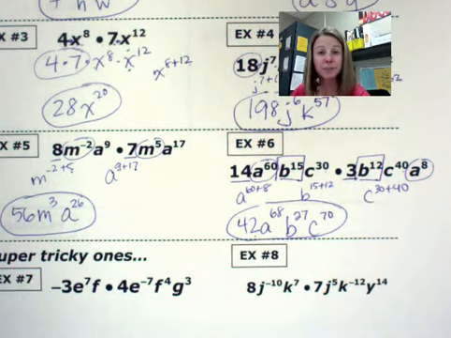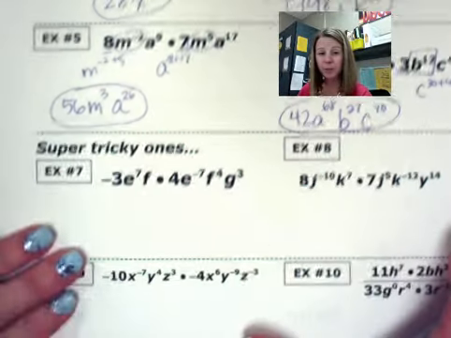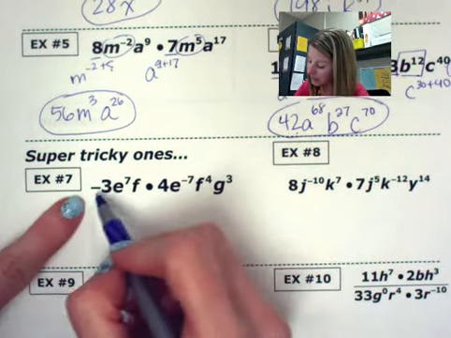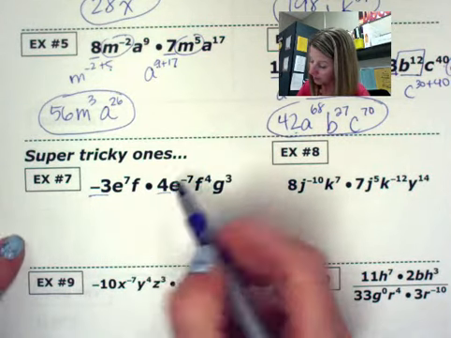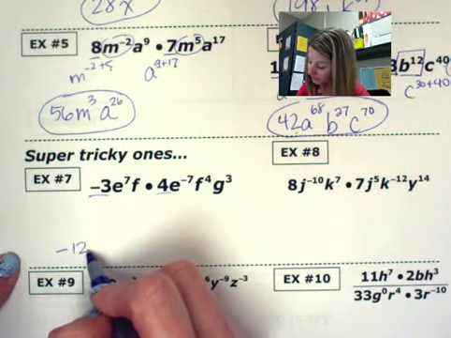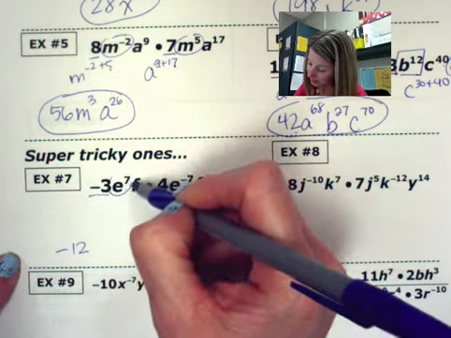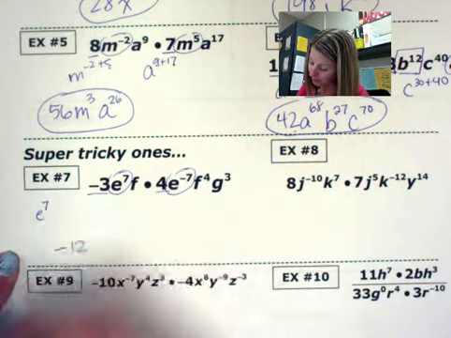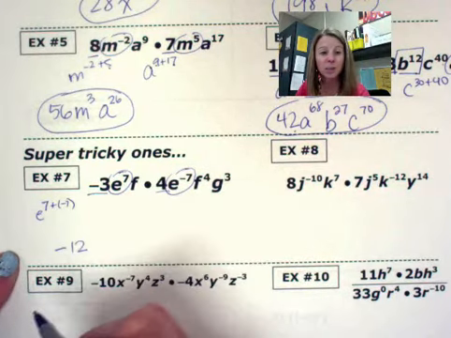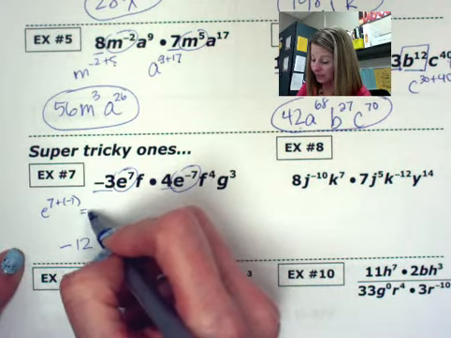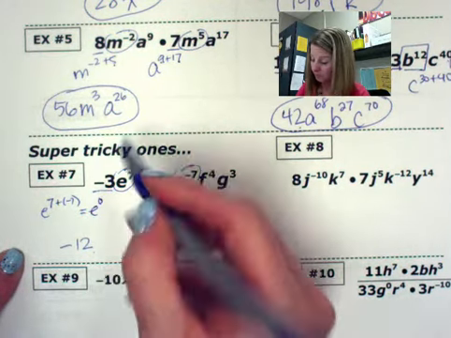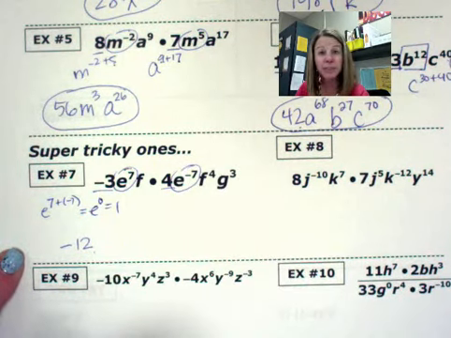Okay, so how'd you do on those? All right, super tricky ones. I have negative 3 times 4. That is negative 12. I see E and E. So I have E to the 7th plus negative 7. Well, 7 plus negative 7 is 0. Well, E to the 0 is 1. So I don't even need to write anything down. It kind of just goes away when it's to the 0.